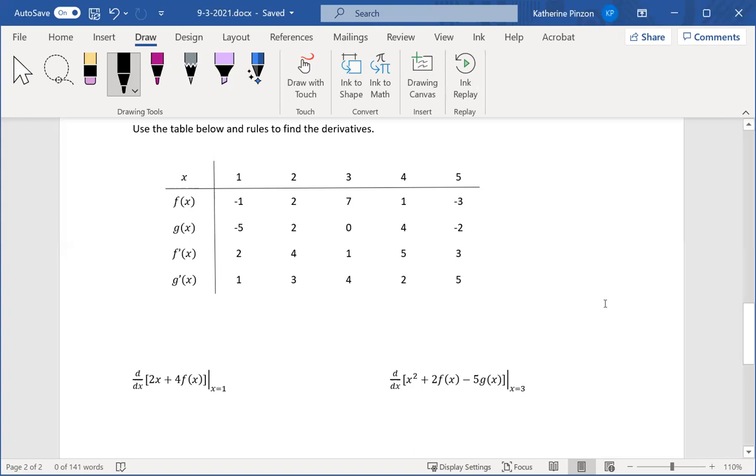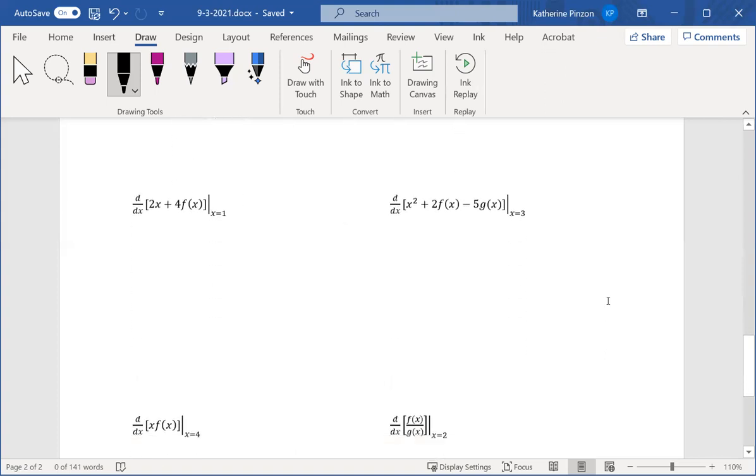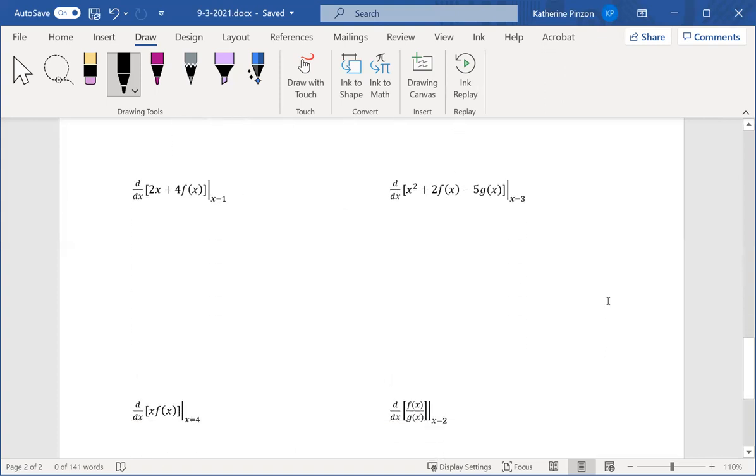So what they're going to do is mix these functions together. And they're going to have you find pieces of information about new functions made from these old ones. So here's a new function, 2x plus 4 times f of x. It wants you to find the derivative of this new function at x equals 1.